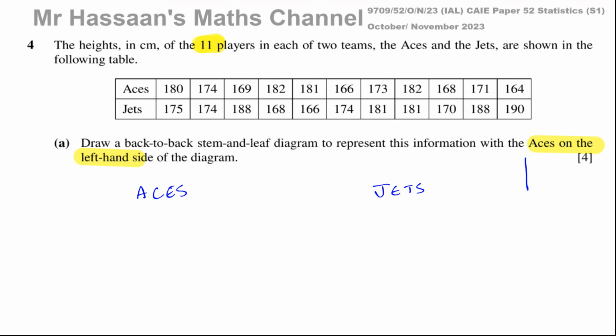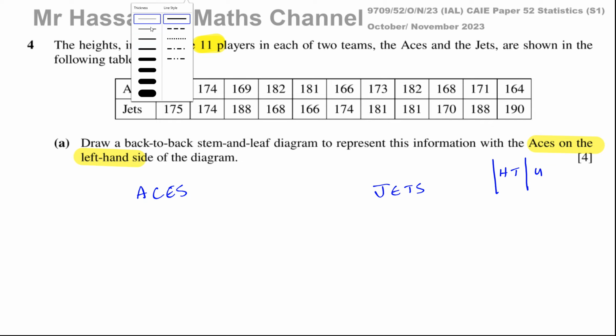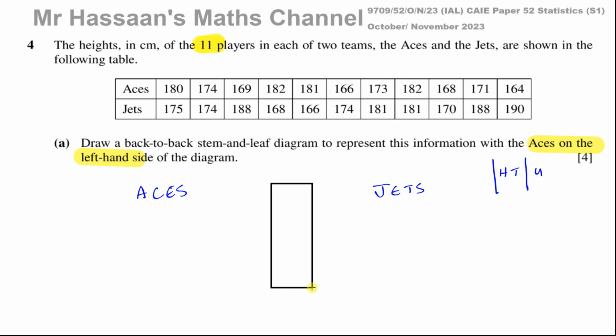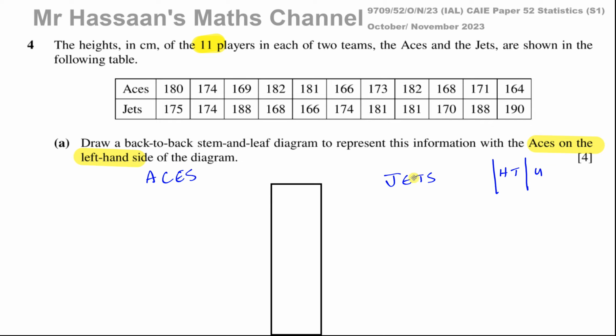The leaf part of the diagram must always be made of 1 digit per entry. So in this case, we have the hundreds and the tens as the stem, and the leaf will be the units. They're quite particular in Cambridge for you to show this quite neatly, so you should really use a ruler. You make a column that will represent your stem, and the leaves will be on either side, because it's a back-to-back stem and leaf diagram.